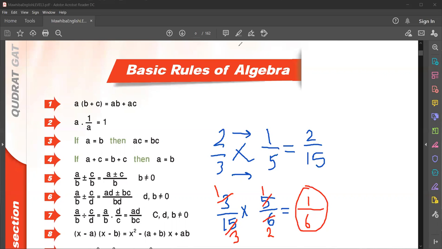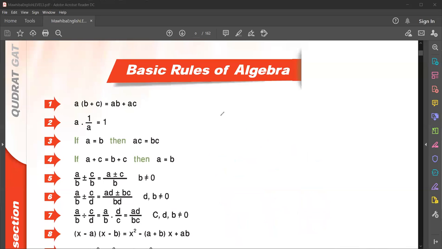Oh, I see. Okay, now I have a problem. I want to solve this problem. Okay, if you have a note or on the screen, I give you now a problem. Now we want to solve. If I have now 7 over 20 times 15 over 28. We want to solve this problem.